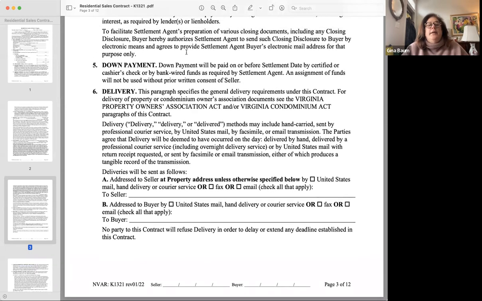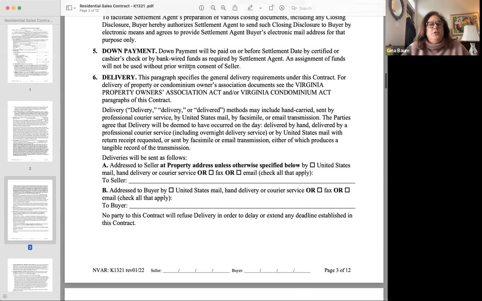Now, when your buyer logs in to one of our settlement companies' platforms, all of that will be taken care of. So you don't need to really concern yourself with it, except to say that the settlement company needs your client's email address.